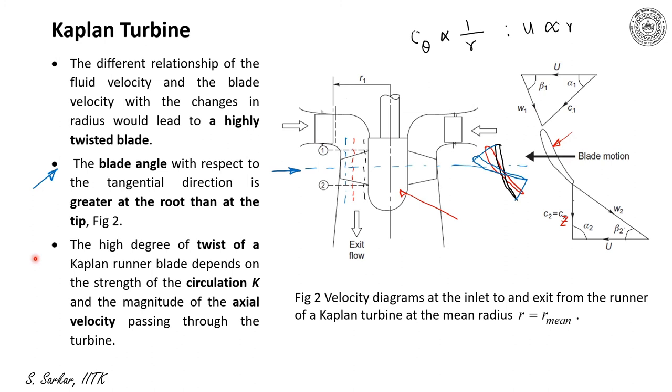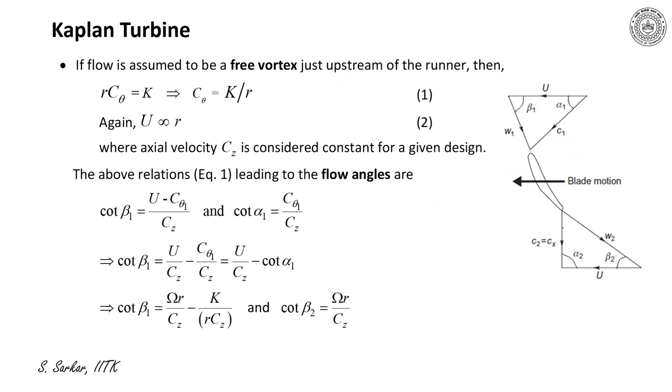Furthermore, the high degree of twist of a Kaplan turbine can be related to the strength of circulation around the blade, and that I'll explain to you in the next slides. If the flow is assumed to be a free vortex just upstream of the runner, then R C theta is equal to K, K being a constant. Thus, it leads to C theta is equal to K by R, which is equation number one. Again, U, the blade speed, is proportional to R, R being the radius, where CZ, the axial component of velocity through the impeller, is considered constant for a given design.